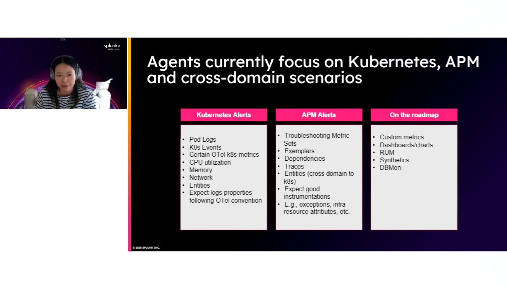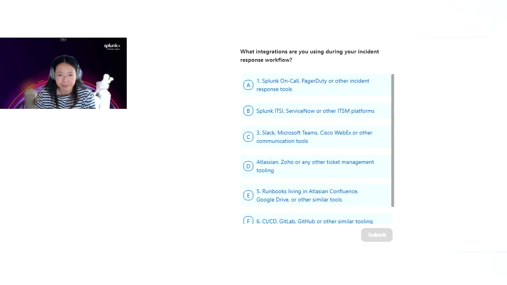Other things also include APM alerts, where we're also a lot stronger in this early stage of limited availability, including metric sets, exemplars, different dependencies, and cross-domain scenarios where it's a combination of Kubernetes and APM-related alerts. Right now, it is only available for out-of-the-box detectors, and custom metrics are not yet available, but that is something on our roadmap. In addition to that, because we also hear a lot of value coming out of synthetics, RUM, and dbmon, that is also something that we're working on.